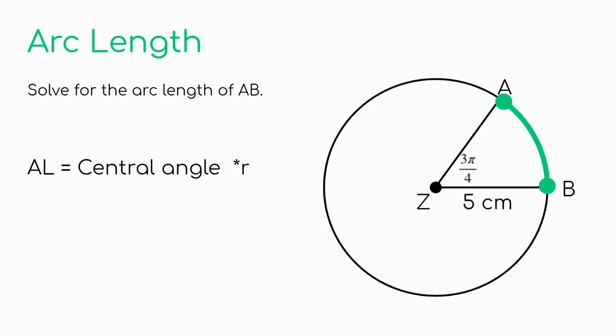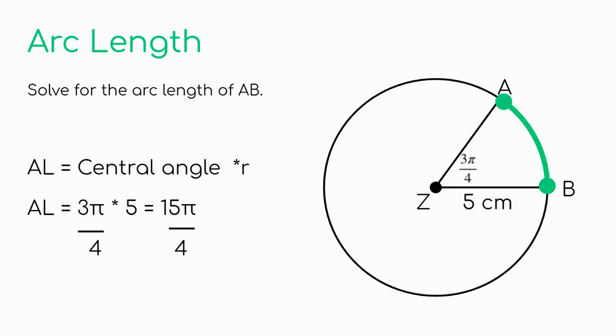So I want to find the arc length of AB when my angle is 3 pi over 4 radians. I've got my formula, central angle times r. My central angle is 3 pi over 4 times my radius is 5. All I'm going to do is multiply straight across. 3 pi times 5 is 15 pi. 4 just goes across, so I'm left with 15 pi over 4.